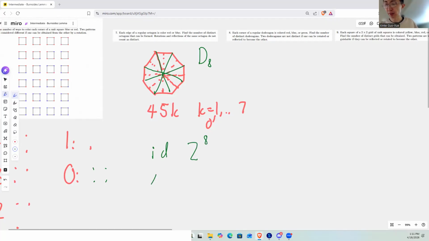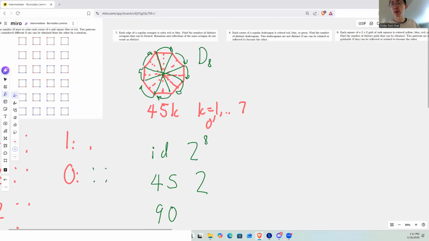What about a 45-degree rotation? Well, a 45-degree rotation sends this to this, this to this, and we'll just assume clockwise. So whatever the color of one vertex is, that must be the color of all the other vertices. So there are just 2 choices.